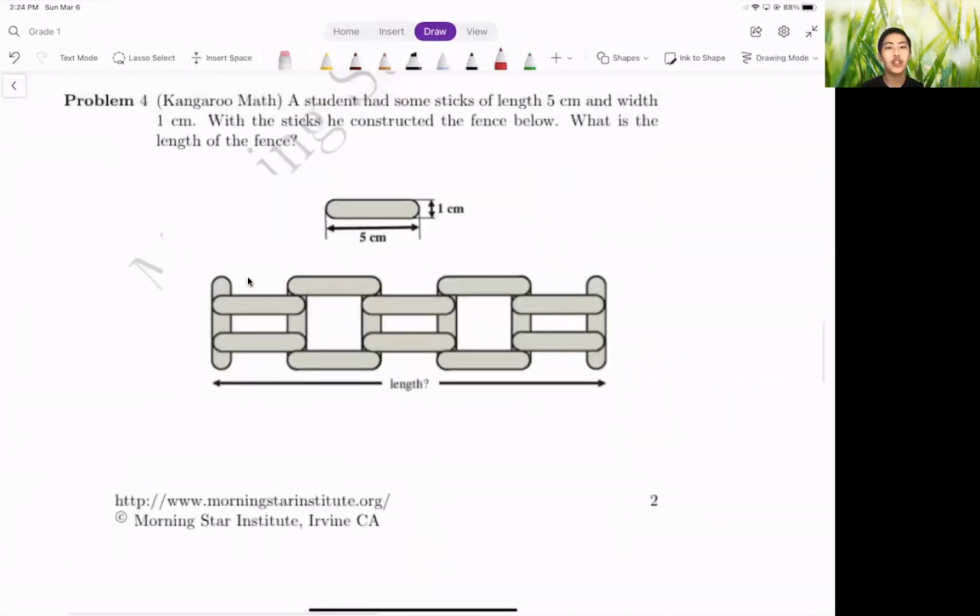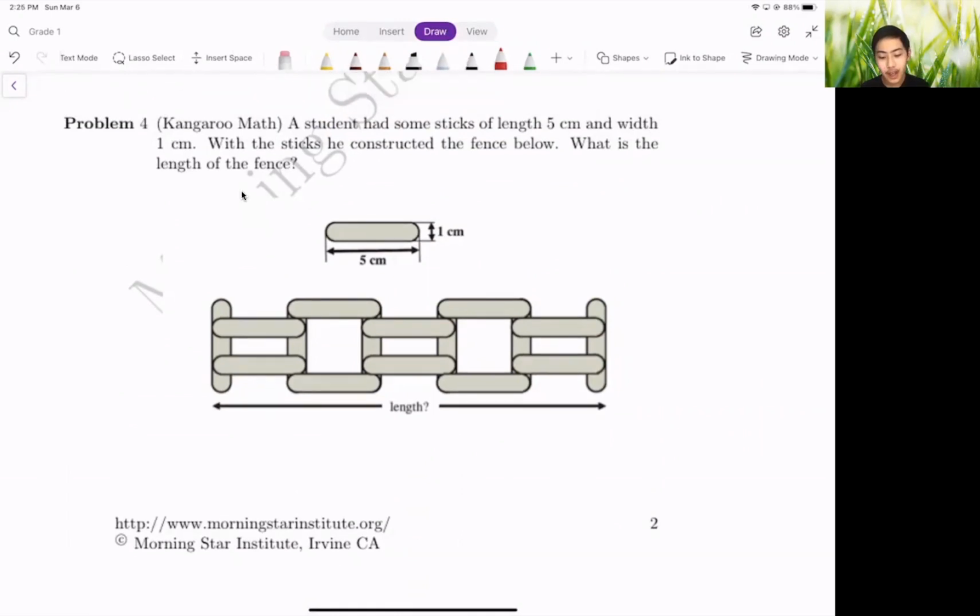Problem 4. A student has some sticks of length 5 centimeters and width 1 centimeter. With the sticks, he constructed the fence below. What is the length of the fence? So first of all, it gives us the length of one stick, which is 5 centimeters, and the height, which is 1 centimeter, or width. So from here, we can solve that this part is 1, this part is 1, this part is 1, this part is 1. And also this part is 1, this part is 1, this part is 1, and this part is 1.